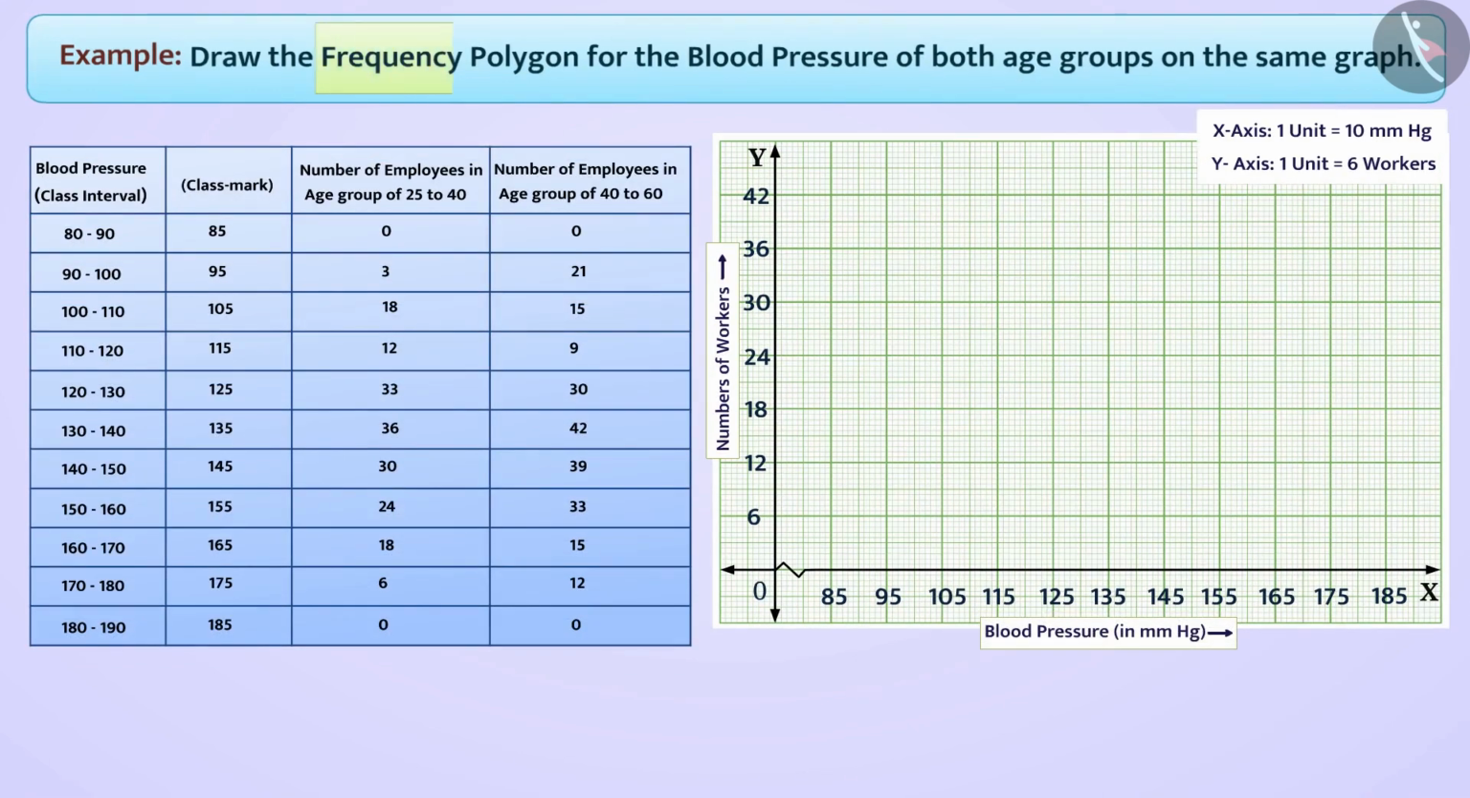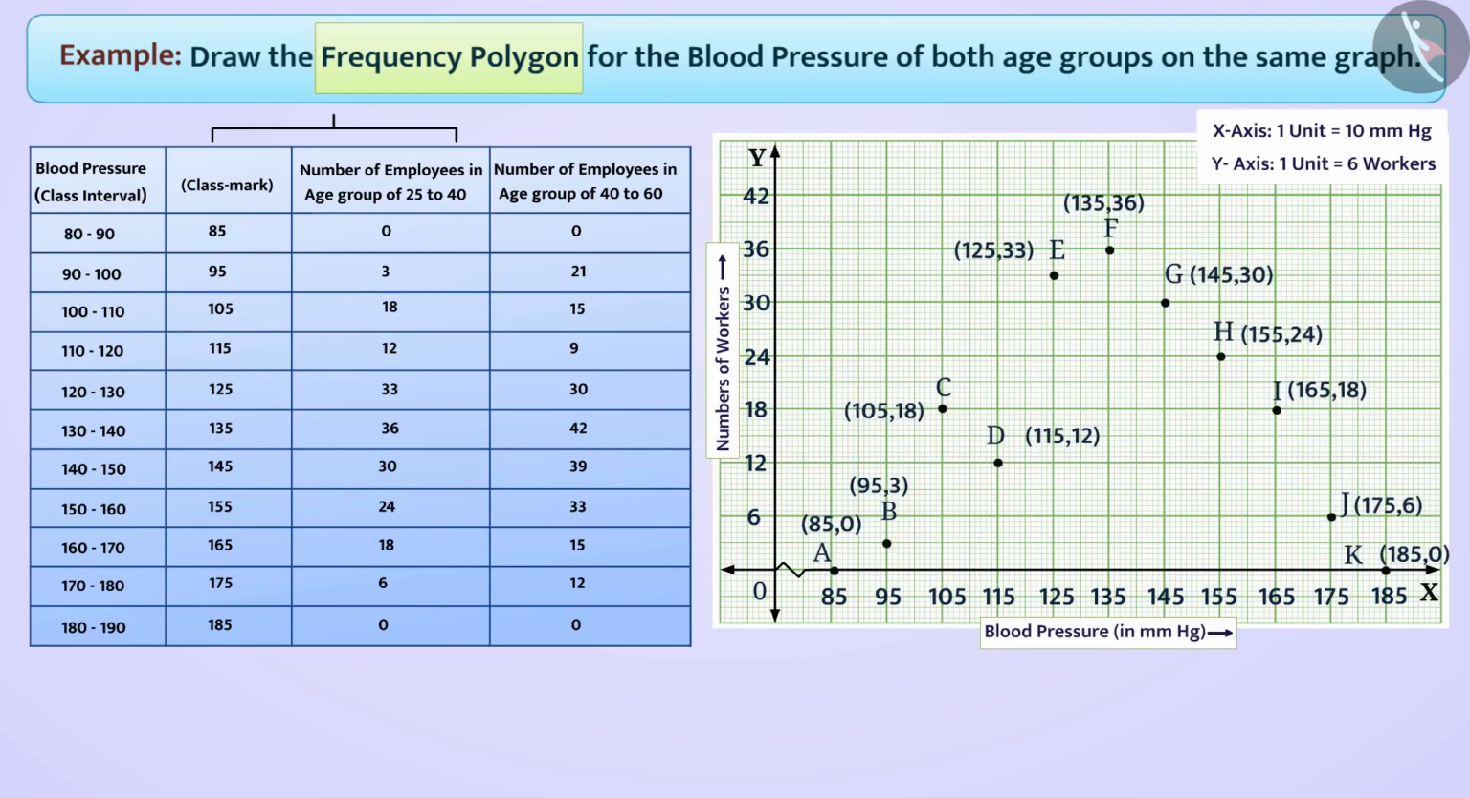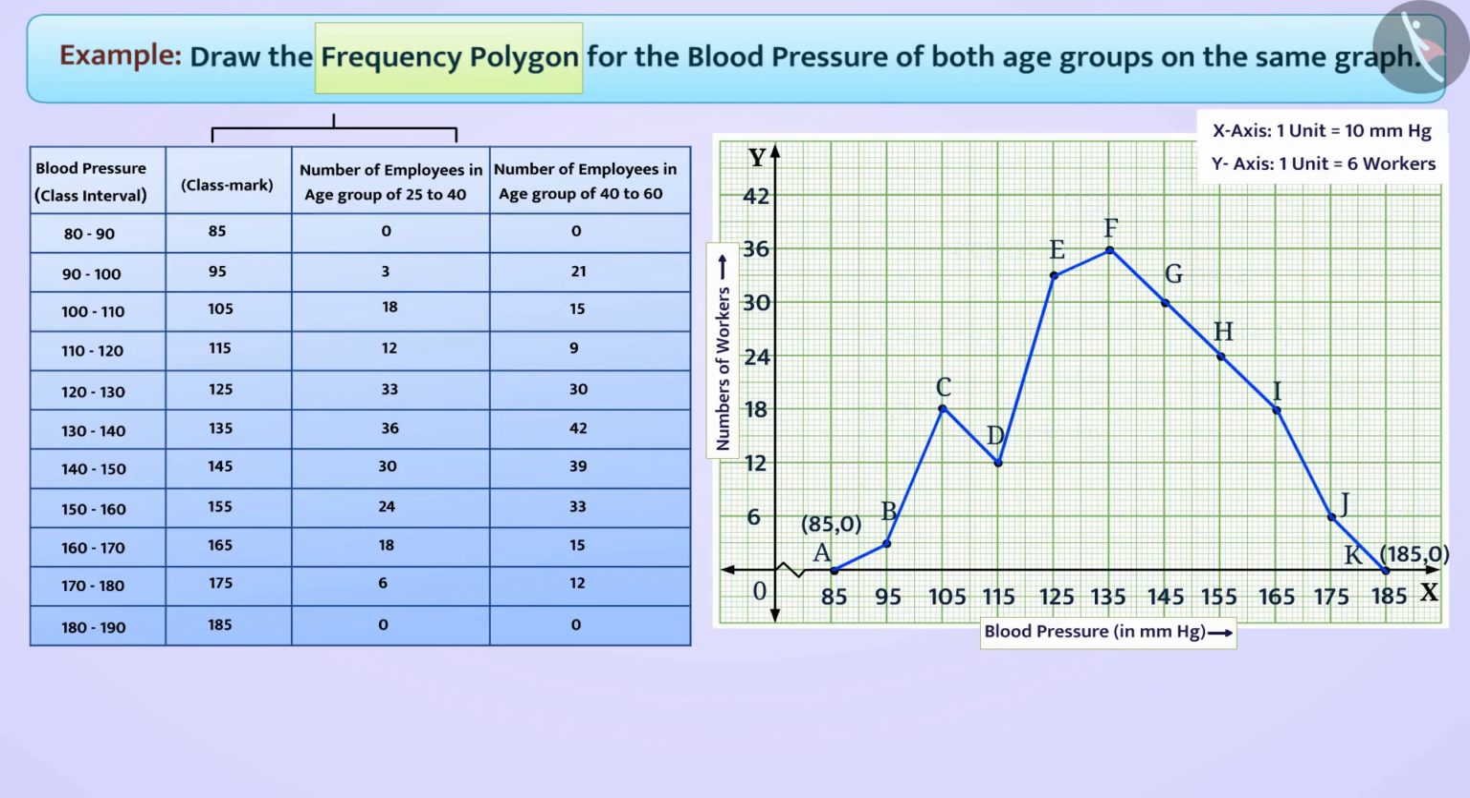Now, we will draw a frequency polygon to represent the number of workers in the age group of 25 to 40. For this, we will consider class mark as x coordinates and number of workers as y coordinates. In this way, we will represent the number of workers in age 25 to 40 respectively as given. We will connect all these with continuous line segments, which gives us frequency polygon ABCDEFGHIJK, which represents the number of workers in age group 25 to 40 and their blood pressures.